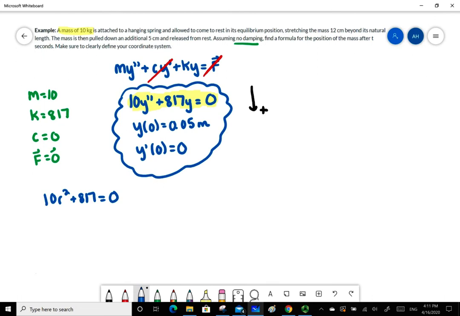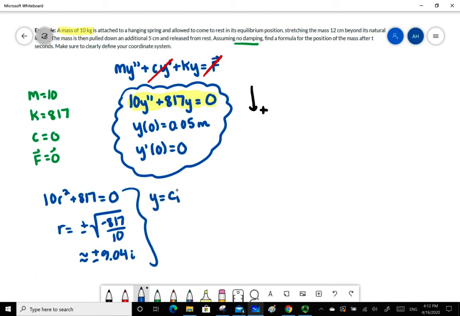The solutions to 10r² + 817 = 0 are r equals plus or minus the square root of negative 817 over 10, which is approximately plus or minus 9.04i. So the general solution is y = c1 sin(9.04t) + c2 cos(9.04t). Now we can apply the initial conditions to get our formula for position.